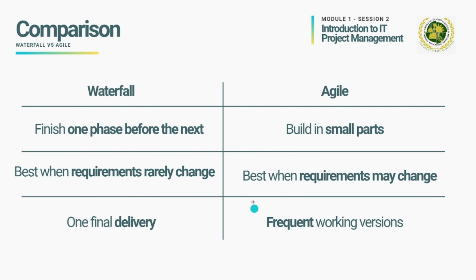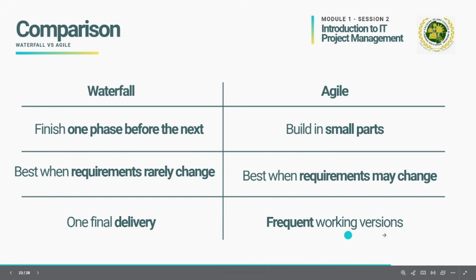While in Agile, it is best when requirements may change. This is on a short term, meaning if the client wants to add something, the developers respond, and once they confirm, they're going to make updates to the system that they're building or the project that they're building. For Waterfall, one final delivery, meaning they have to one-shot everything because everything is carefully planned already. For Agile, there is a frequent working version.